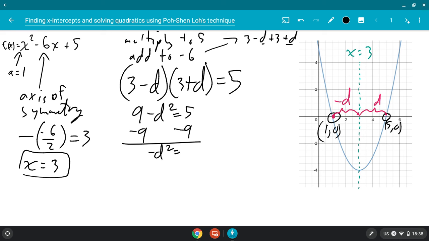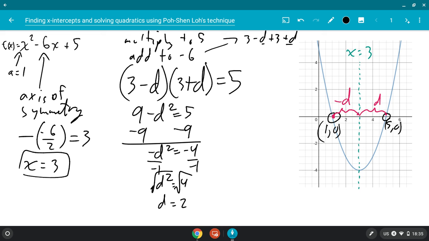You can do it a few different ways, right? d squared is 4, square root both sides, and I have d equals 2. d also equals negative 2, which would work to get the same answers. With this technique, you actually can disregard the negative version. So we found that distance d.